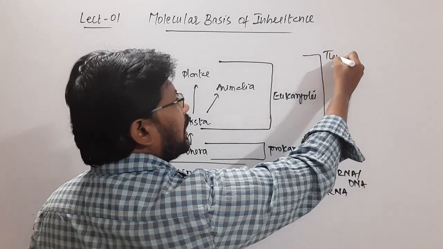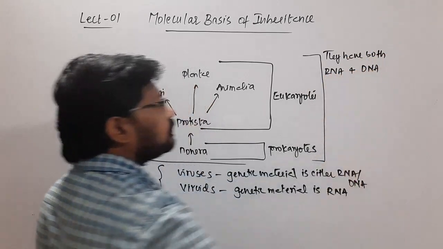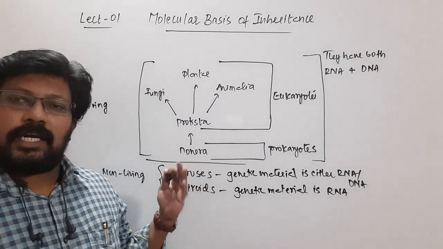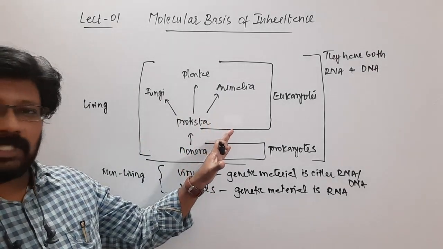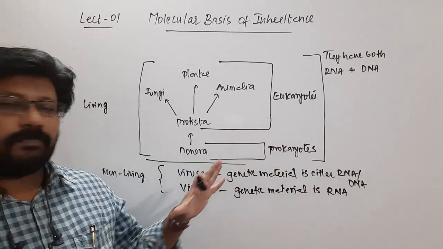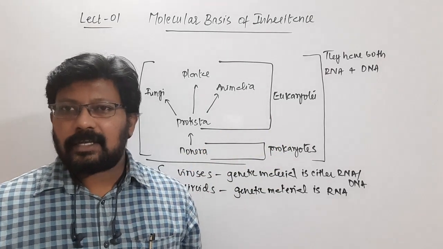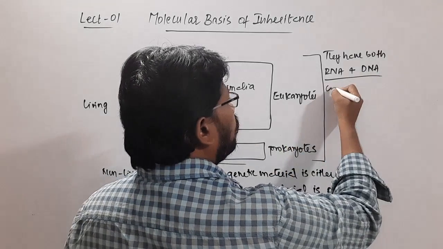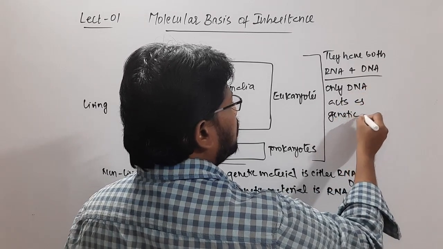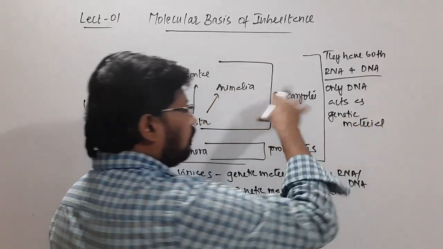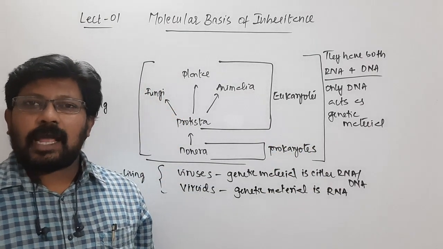Now coming to the prokaryotes and eukaryotes, in all living organisms, so they have both RNA and DNA, right? In case of bacteria, they have RNA and DNA. In case of protists, they have RNA and DNA. In all living organisms, that includes prokaryotes and eukaryotes, all of them have both RNA and DNA. But the RNA will not act as genetic material. So here only DNA acts as genetic material, even though, right, all the living organisms are having both RNA and DNA, only DNA acts as genetic material.